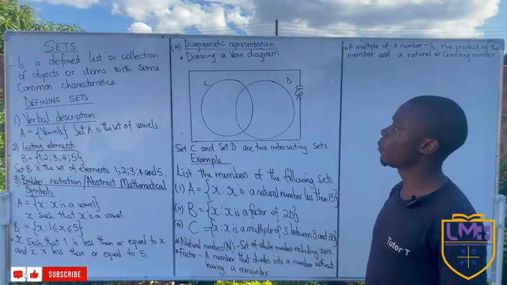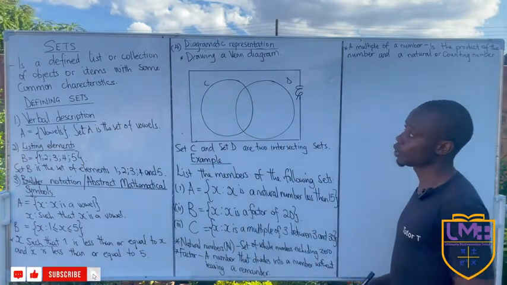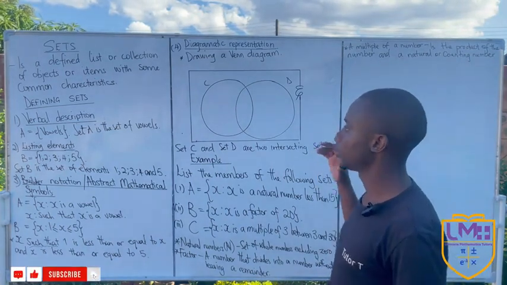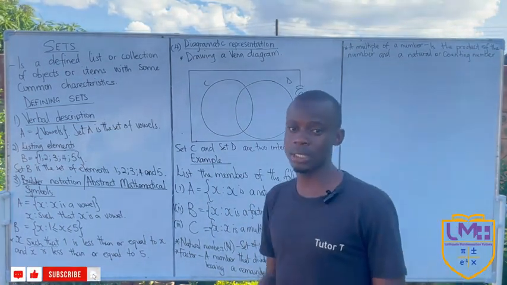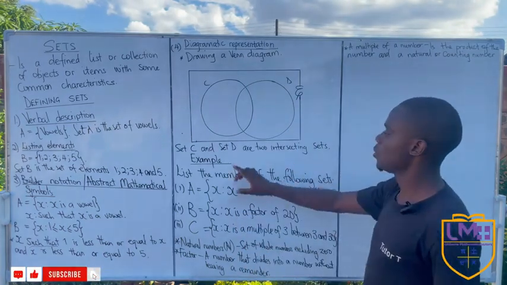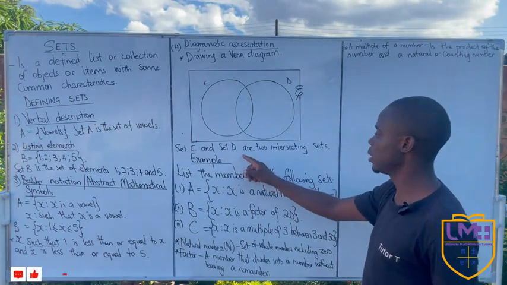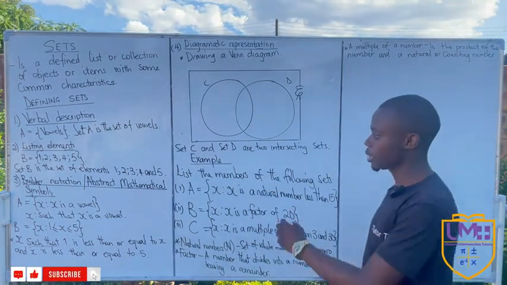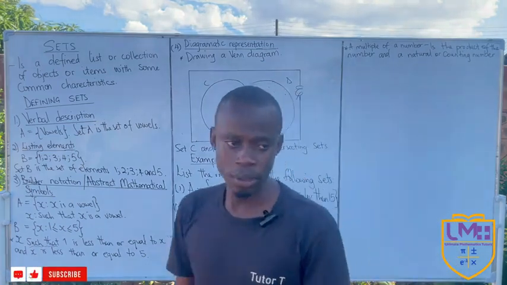Number 4, diagrammatic representation. In this case, you are defining the given set using a Venn diagram. Set C and set D are two intersecting sets. Now let us talk about this example together.